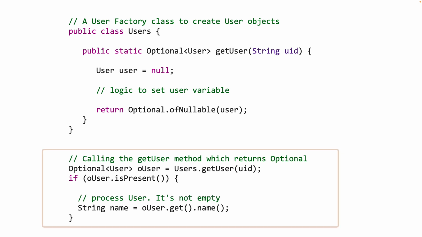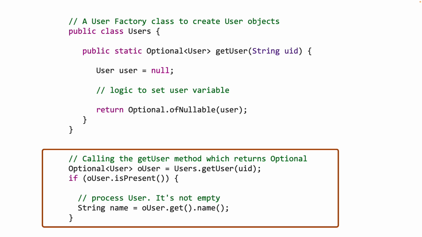How does the caller use this API? Here's one way. The caller of the users.getUser method uses the isPresent method of Optional to check if a valid value is available, and if so, will process the user. And then, of course, use the get method of the Optional to retrieve the actual name. The end benefit of using the Optional class is that the caller is forced to think about handling the null return value. This prevents a null pointer exception and makes the code robust.